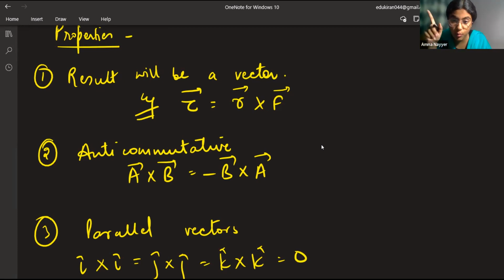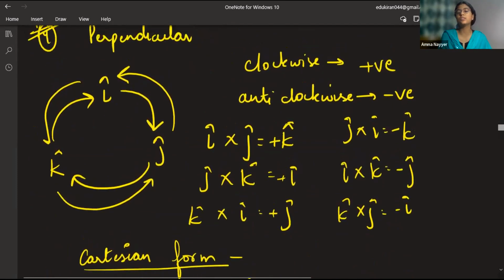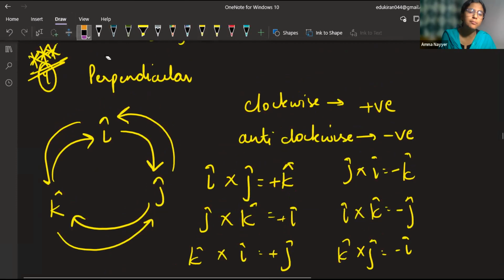J dot J was 1, J cross J becomes 0. K dot K was 1, K cross K becomes 0. When I say I, J, K, that means I cap, J cap, K cap. So parallel vectors will give 0 here. And this is one rule, class. This is very, very important, this rule.